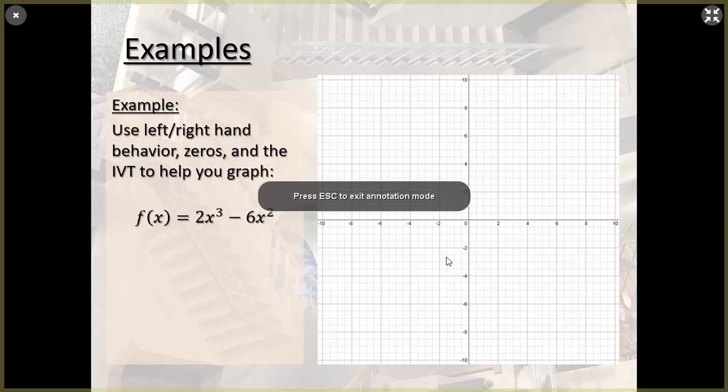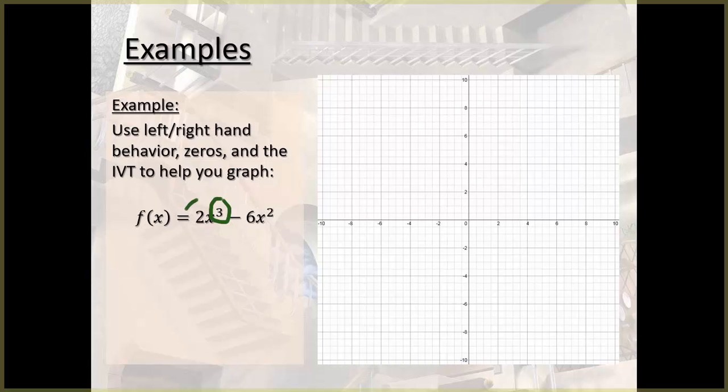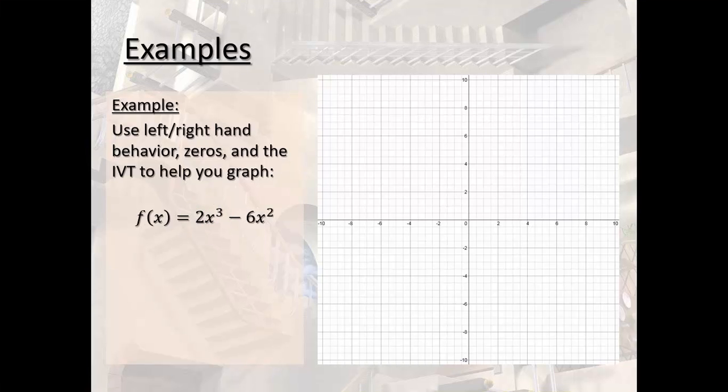The leading coefficient test. Okay, we have an odd power and a positive coefficient. What exactly does that tell us? It tells us that it's going to look like that. All right, now let's try to work out those zeros. Let's factor this beast.